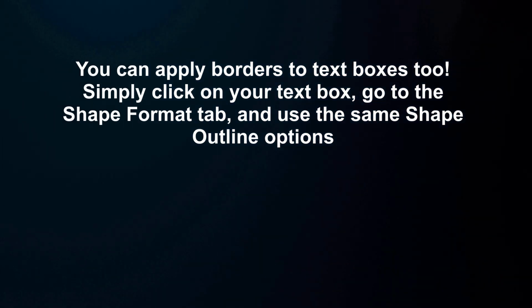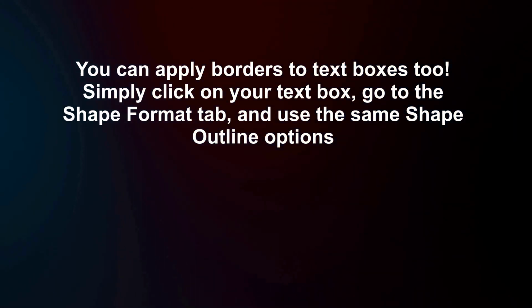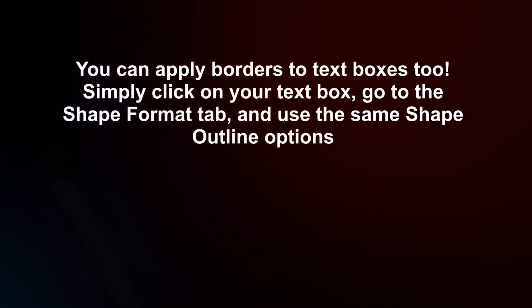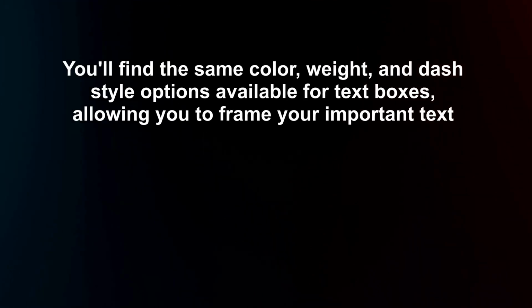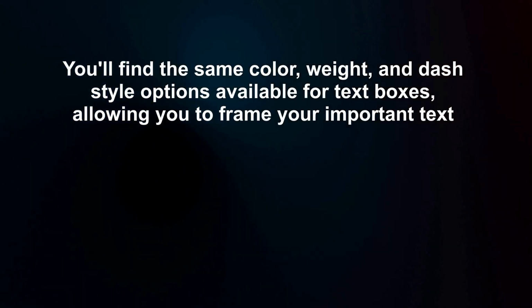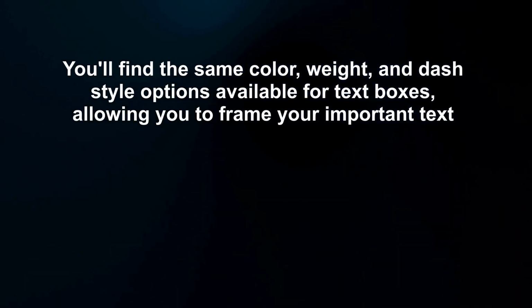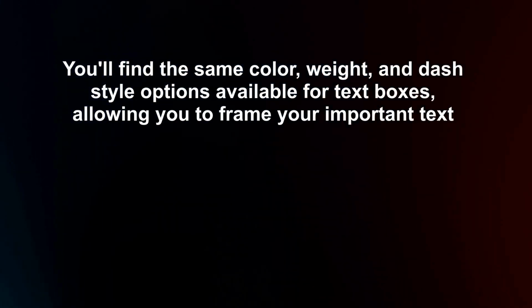You can apply borders to text boxes too. Simply click on your text box, go to the Shape Format tab, and use the same Shape Outline options. You'll find the same color, weight, and dash style options available for text boxes, allowing you to frame your important text.